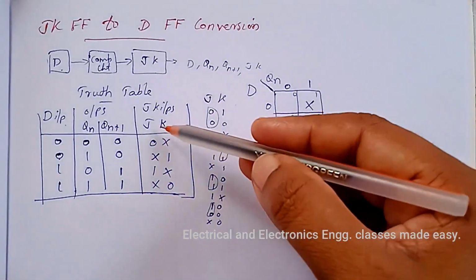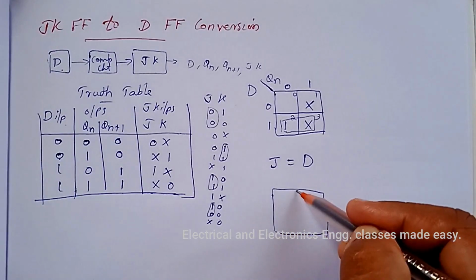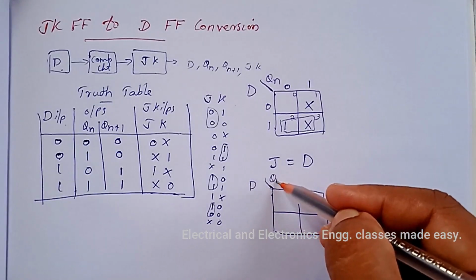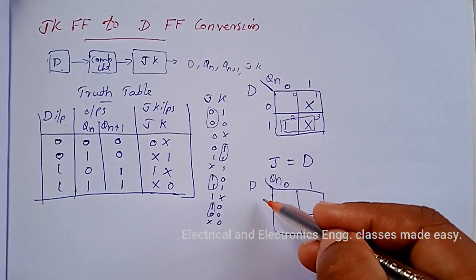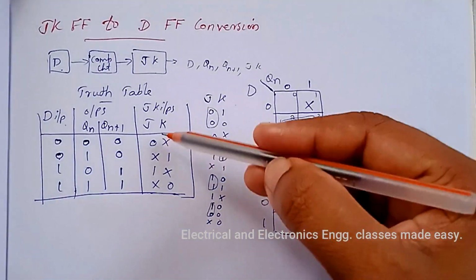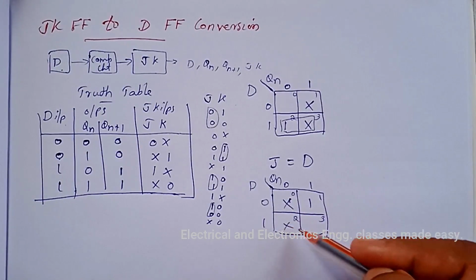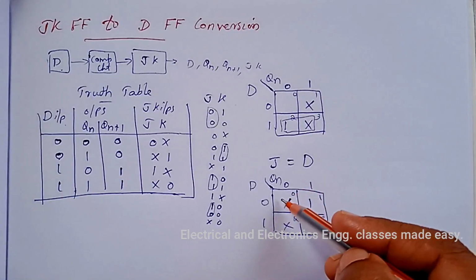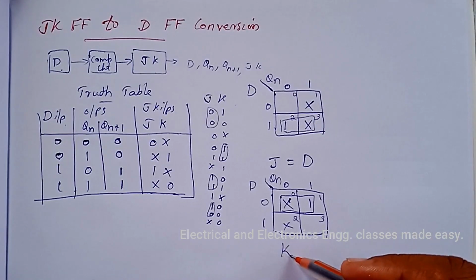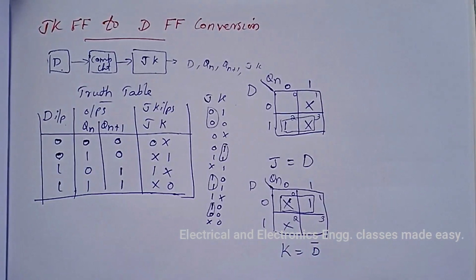Next is for K. Again draw two variable K-map with variables D and Qn. Here 0 1 0 1, numbered 0 1 2 3. For K the values are don't care, 1, don't care, then 0. So here these two small squares we can combine, and this is for K, and its value is D bar.